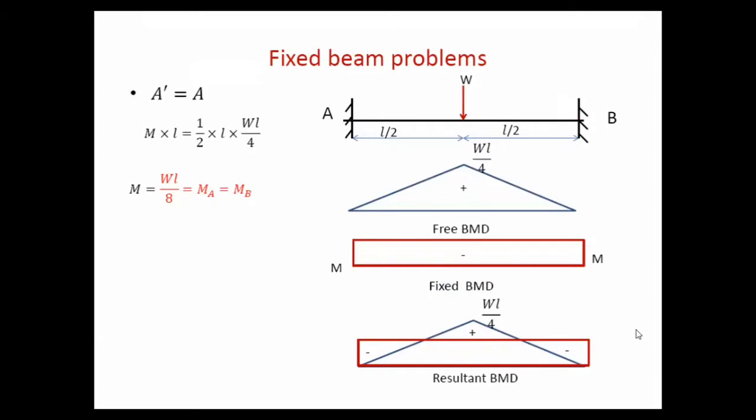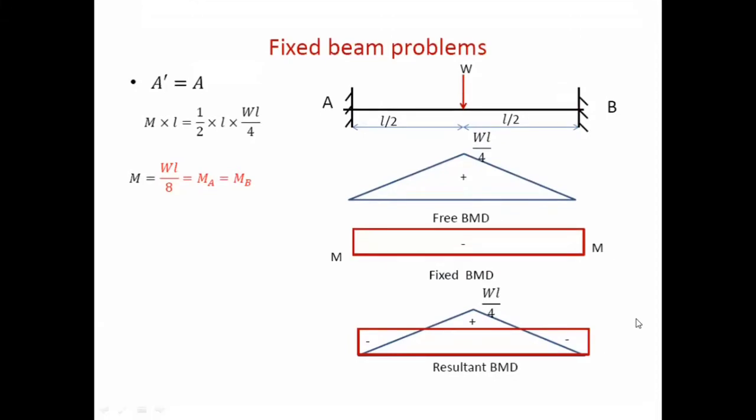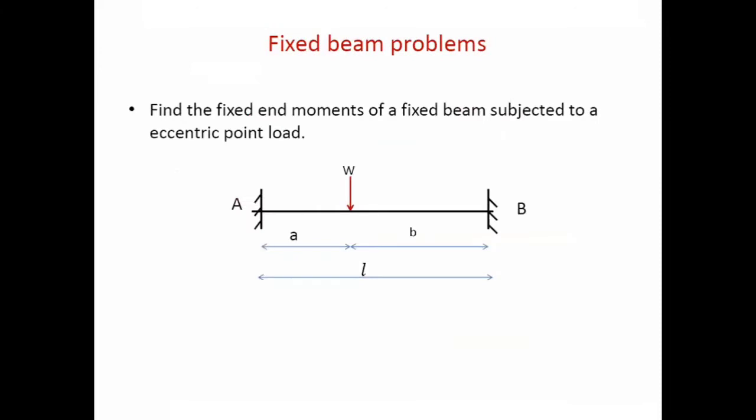Now we shall move to next derivation. I'll just in short explain these derivations. Now the moment we have to find for the same span, but the load is not centrally placed. It is eccentrically placed. So the position of this point load from support A is small a, and from end B its position is small b. And for this beam, now we have to find the same thing, that is fixed end moments.